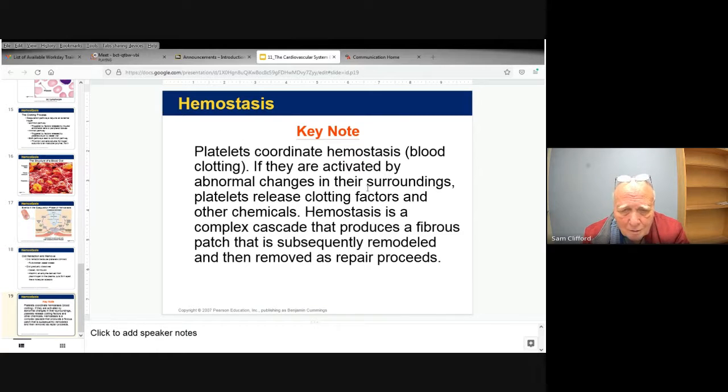So platelets coordinate hemostasis, blood clotting. Okay, so they are activated by abnormal changes, the release of clotting factors. It's a complex process, but just know that hemostasis means blood clotting, and that clotting is regulated and also destroyed and removed when it does its job.